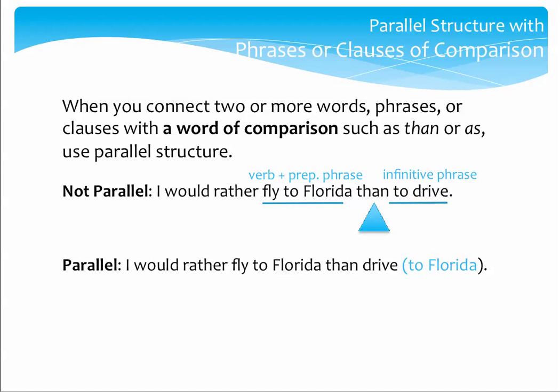Note that I've got to Florida at the end of the sentence in parentheses. That's because here I'm creating what's really called an elliptical clause. In other words, the reader or listener understands that we're comparing flying and driving to Florida. So while I could repeat to Florida at the end of the sentence, I don't necessarily have to, which is why I put it in parentheses. Fly to Florida and drive to Florida. Now I have a verb and a prep phrase plus a verb and a prep phrase, and I have a balanced parallel sentence.